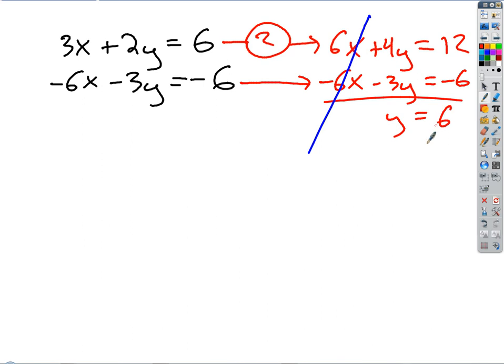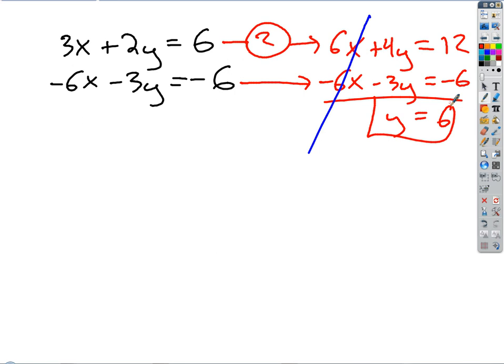Now, worst case scenario, and this is going to happen a lot, you're going to get some coefficient of y, but even if you do, it's just a one-step problem to solve for y, right? Yep. Just divide. So this even worked out better. I got my y equals 6. That's half of the problem.